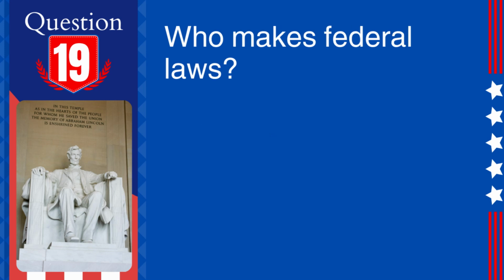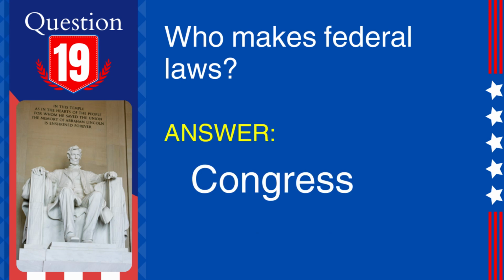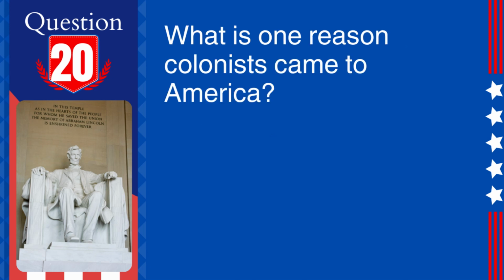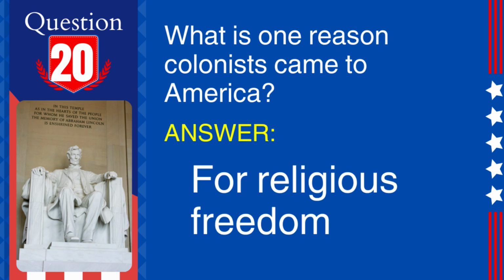19. Question. Who makes federal laws? Answer. Congress. Explanation. The United States Congress, consisting of the Senate and the House of Representatives, is responsible for creating federal laws. 20. Question. What is one reason colonists came to America? Answer. For religious freedom. Explanation. Many colonists came to America to escape religious persecution and to practice their faith freely.